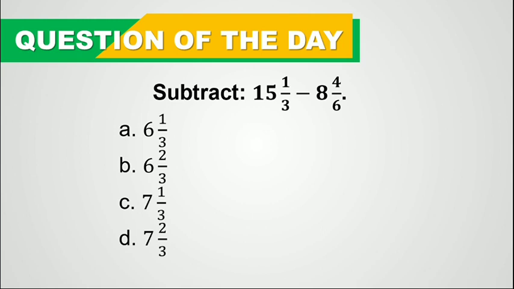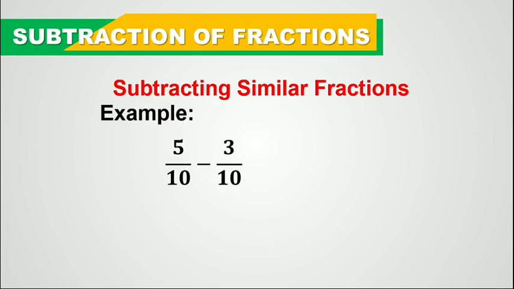So in answering this particular question, all you need to do is to be familiar with the different cases when we are going to subtract fractions. So the first case is when we're going to subtract similar fractions. So just like the given example, 5 over 10 minus 3 over 10. They are called similar fractions because they have the same denominator, 10.